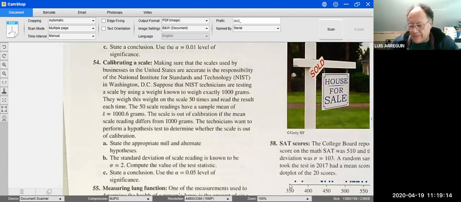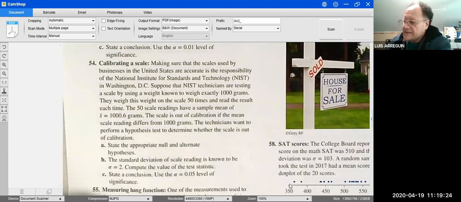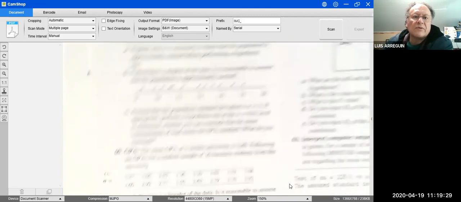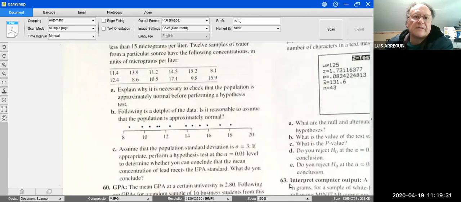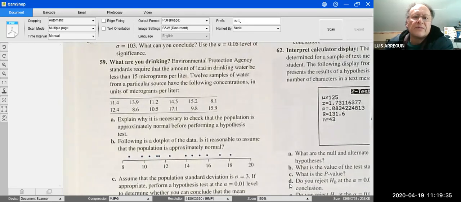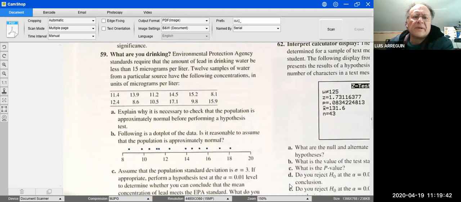Okay, now 59 and 60. The only difference between the first two problems and the second two problems is that you're going to be given data sets for the last two problems, so you need to compute your mean, and your mean essentially is what you're going to use. So 59 is here. You're going to work part A and part C, because for part B you need to get a histogram.